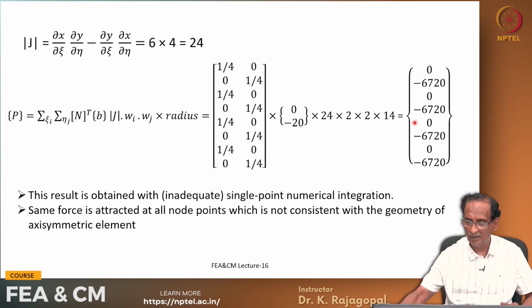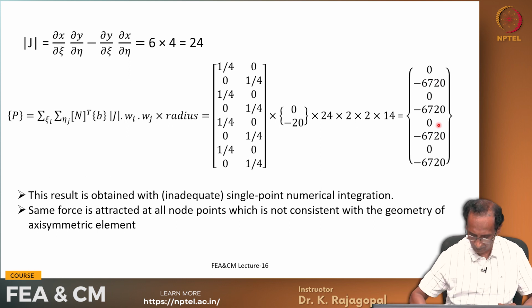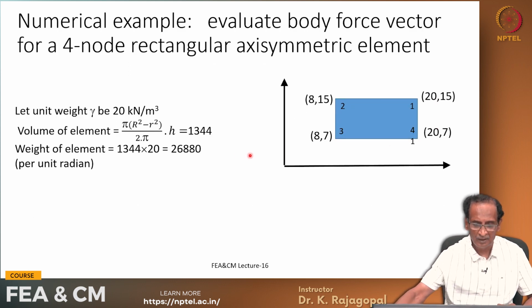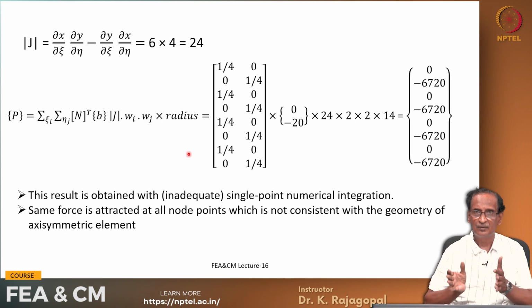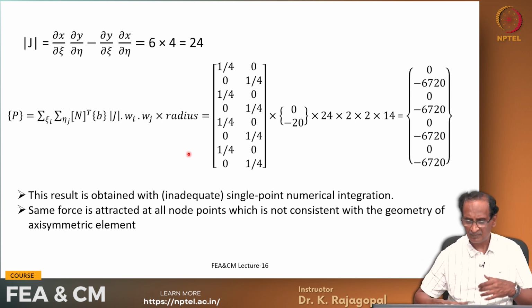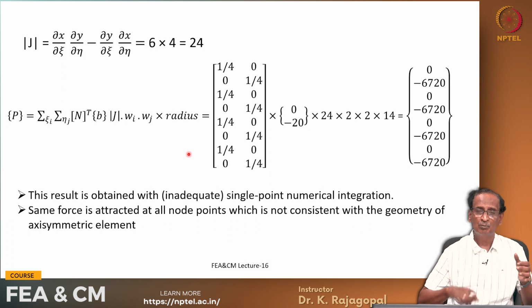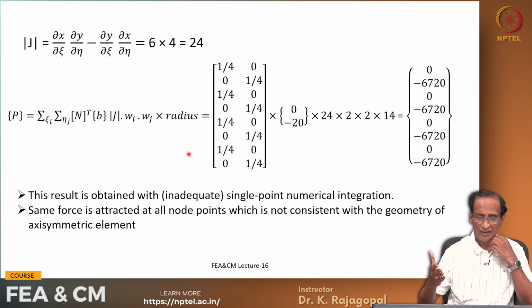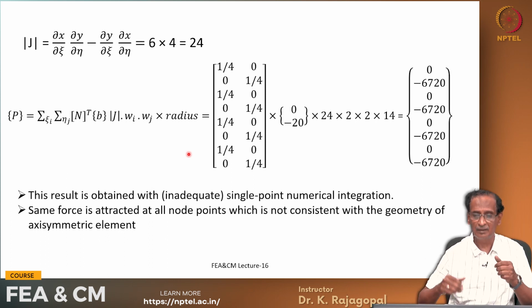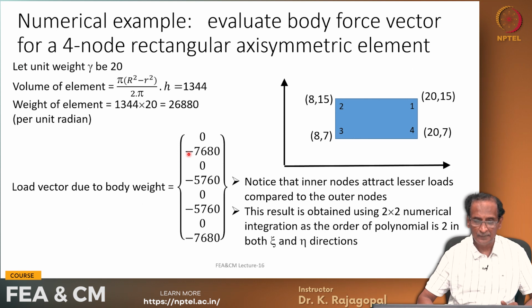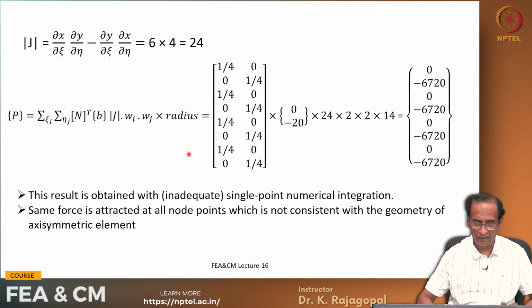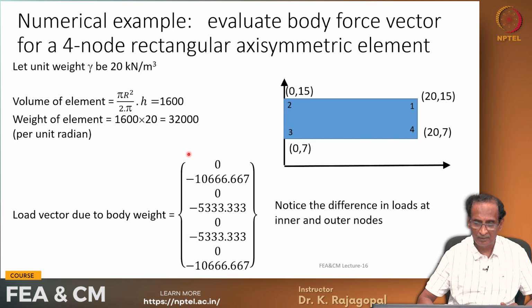But if you look at the total weight, 6720 times 4 will give you the same weight as 26,880. So at least we are able to calculate the exact total weight, because our area is a first order polynomial, and we can evaluate the area exactly. Okay, and so we need to go in for higher order integration.